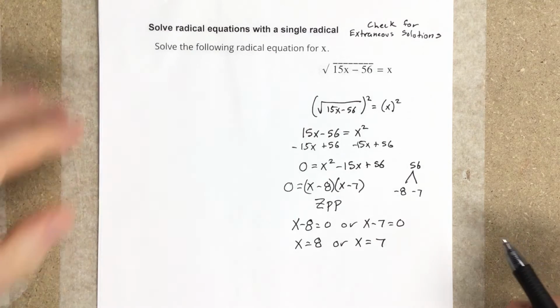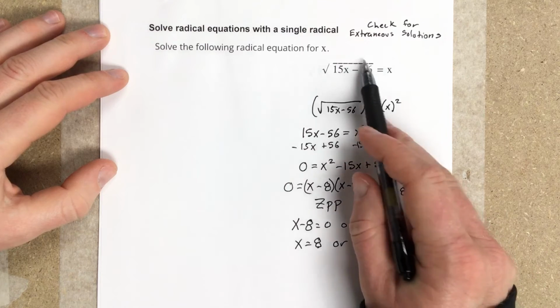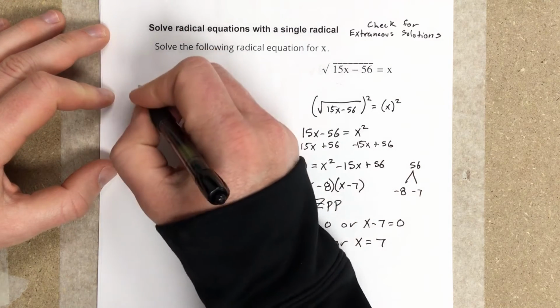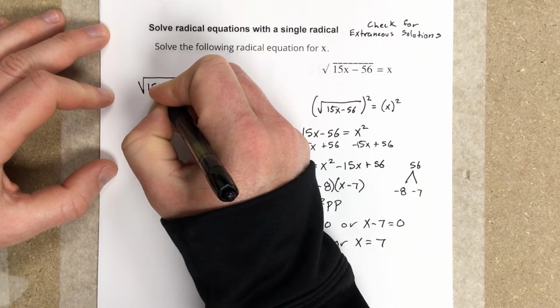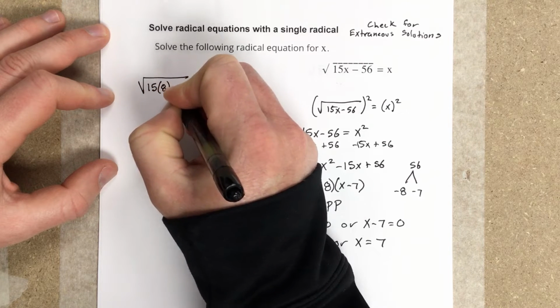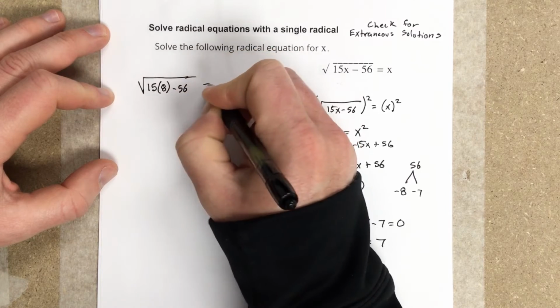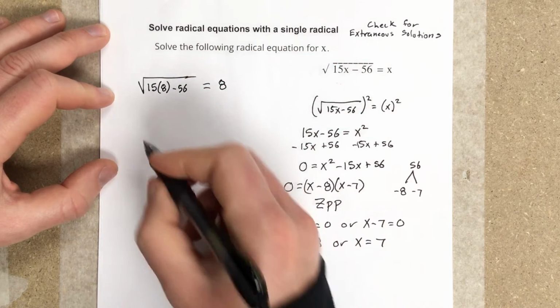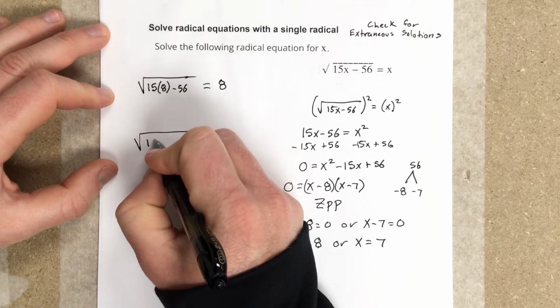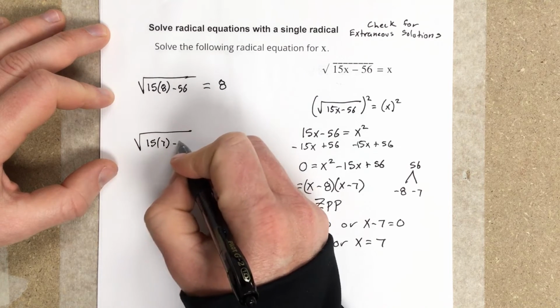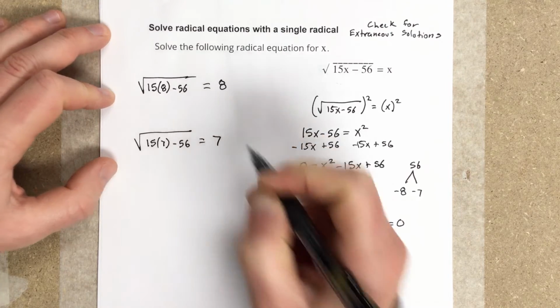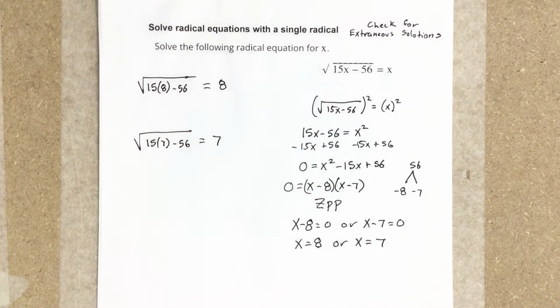Now we have to check our solutions here. So we need to take this radical and double check it. Sometimes you can just use the calculator here, but we're going to say root of 15 times 8 minus 56 is equal to 8. And we also need to check root of 15 times 7 minus 56 is equal to 7. I'm going to probably plug most of this in the calculator, but you can see what I'm doing here.